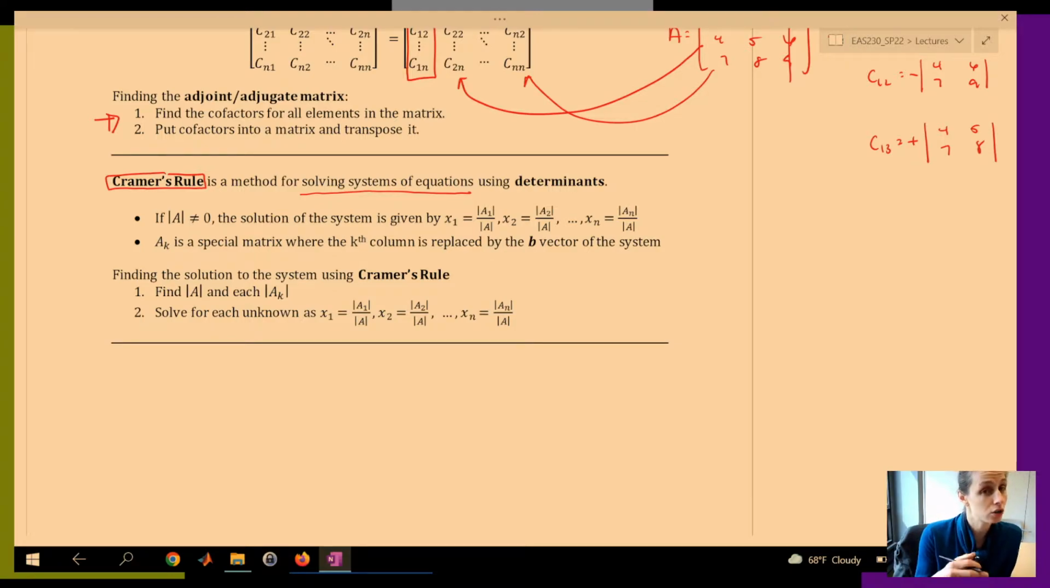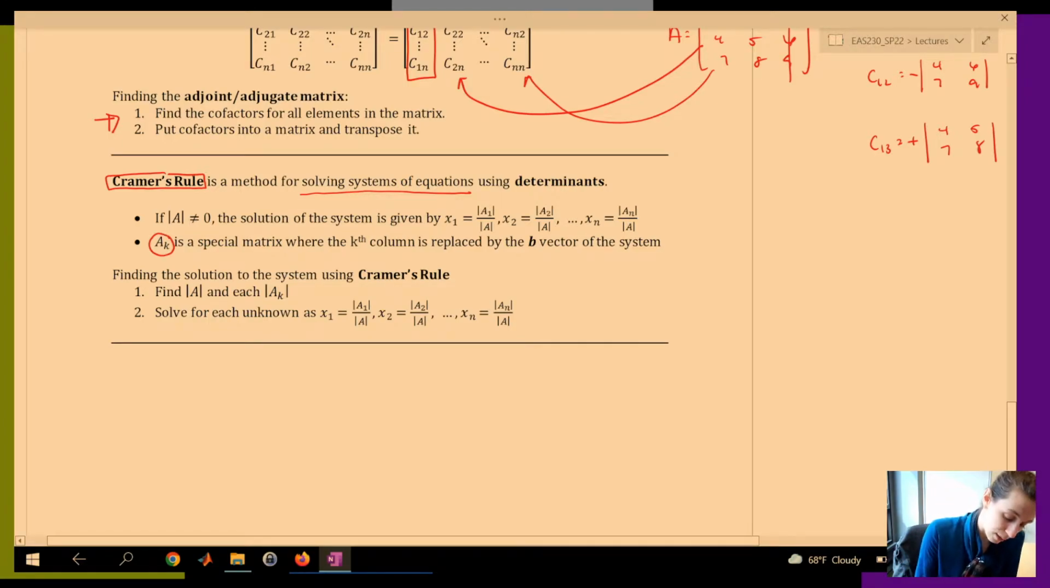So as long as our determinant of A isn't equal to 0, which makes sense, because if the determinant of A is equal to 0, then we don't have an inverse, we can't find a solution, then the solution is given by this. So my first unknown is going to be the determinant of A1 over the determinant of A. My second unknown is going to be the determinant of A2 over the determinant of A. And then my third unknown is going to be the determinant of A3 over the determinant of A, etc.